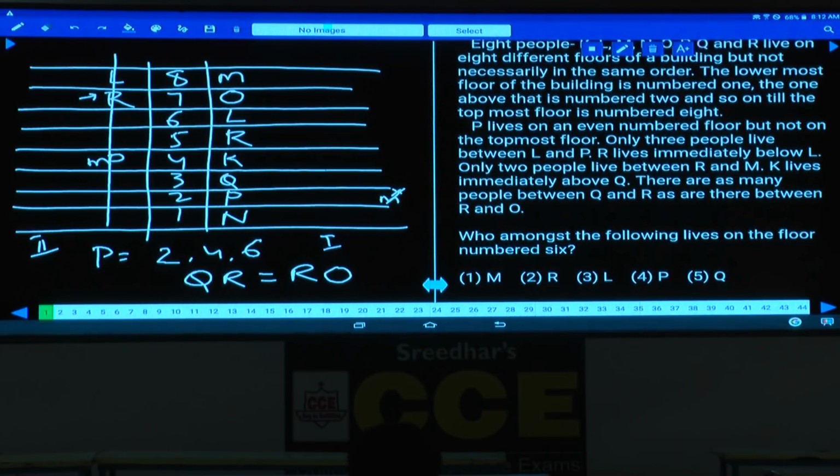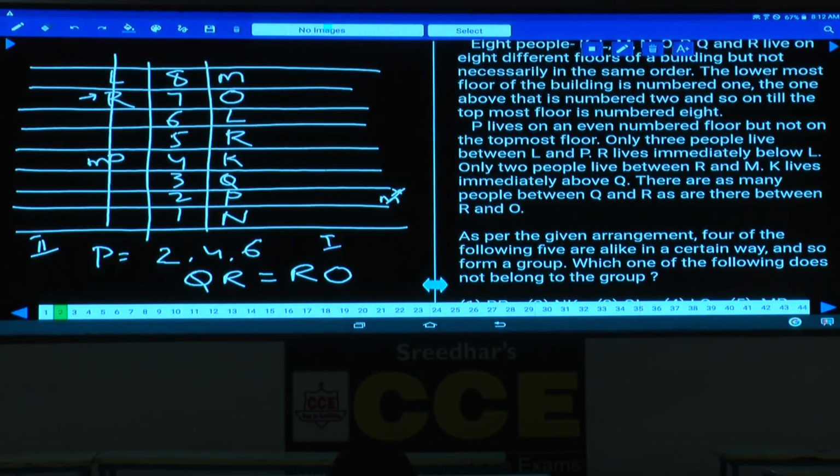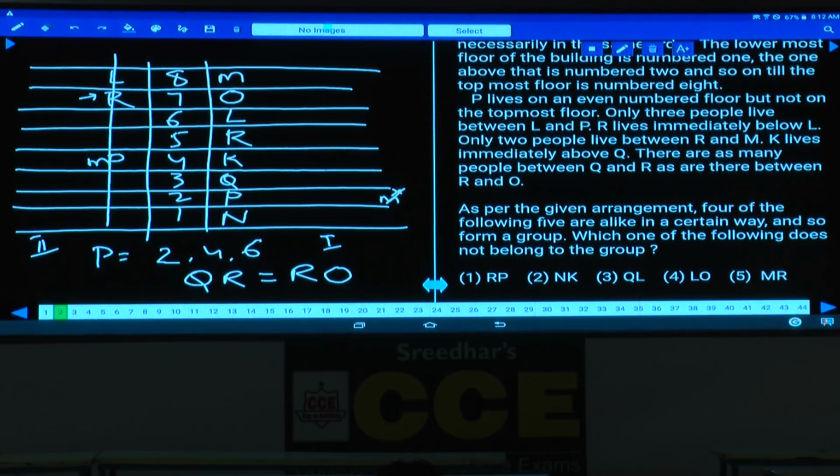Clear enough? Then question number 1, who among the following lives on floor number 6? Tell me who among the following lives on floor number 6? L lives on floor number 6, that is choice 3. Then in question number 2, as per the given arrangement, 4 of the following 5 are alike.